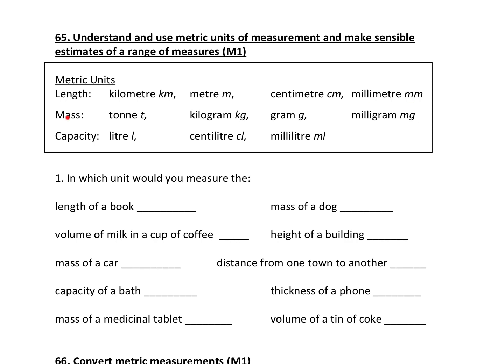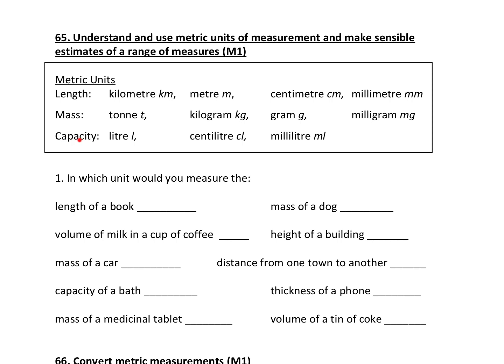If we're talking about mass, then we'd have ton, t, kilogram, kg, gram, g, and milligram, mg. And capacity, it's a bit like volume. It's just how much you could fill in a container or a bottle. So litre L, centiliter CL, milliliter ml.